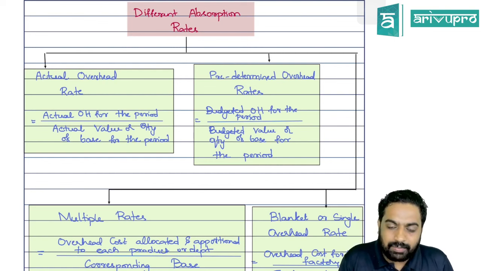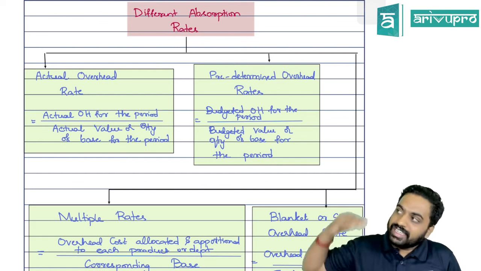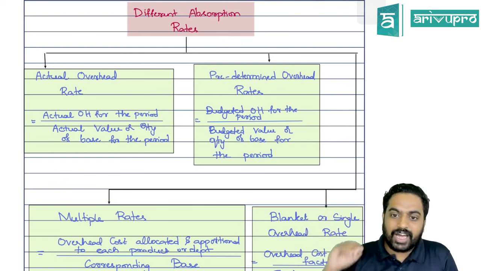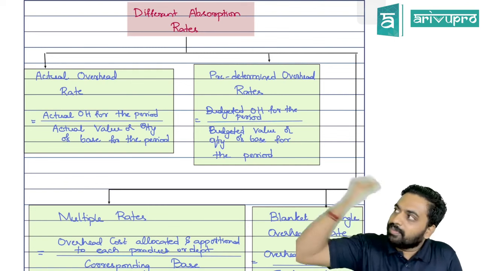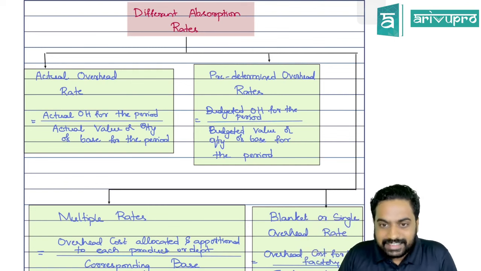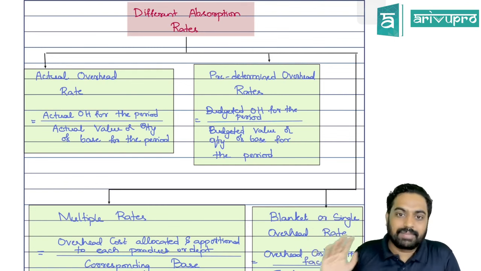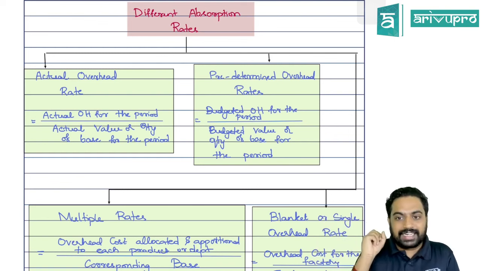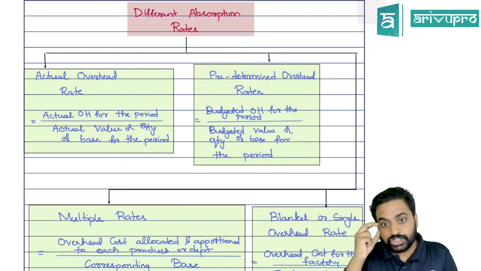Predetermined overhead rate method. Here, what are we going to do, sir? We are going to estimate beforehand the budgeted overheads. So we are going to find budgeted overheads divided by budgeted base. Here we get predetermined rates, that is, before starting the production itself.